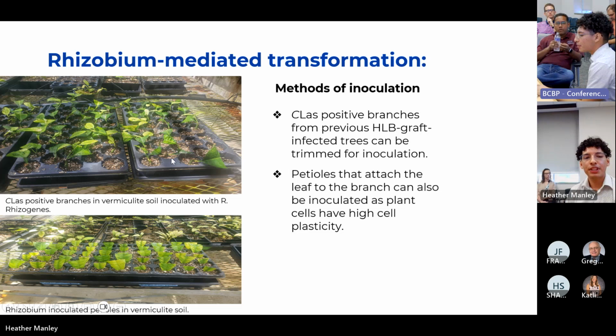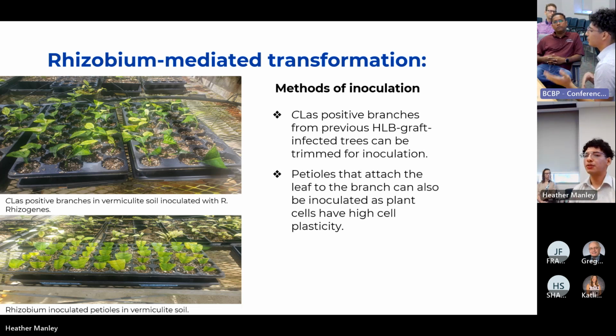So on the top, we have branches, and we put them in vermiculite soil, and we constantly mist them every 5 minutes or so so that the environment for the rhizobium rhizogenes is favorable, and they can produce their roots roughly between 2 weeks to 4 weeks. You'll start seeing root formation around 2 weeks in.